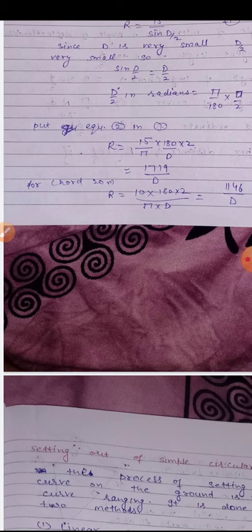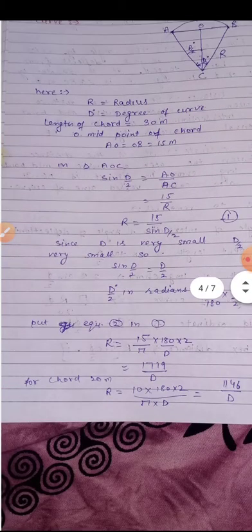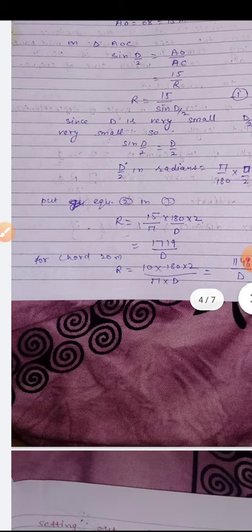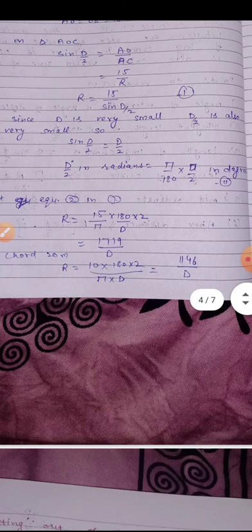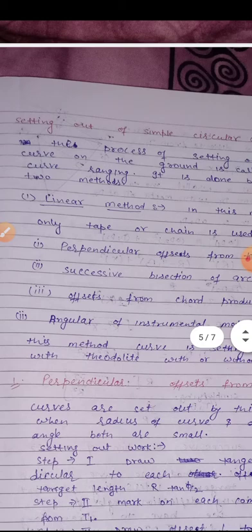If we use a chord of 20 meters, then in place of 15 it becomes 10, because here the length of chord is 30 meters and its half is 15 meters, and here chord is 20 meters, then its half is 10 meters. So the radius is 1146 upon D.